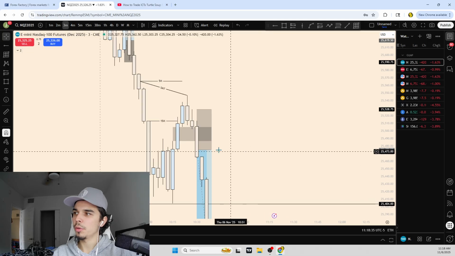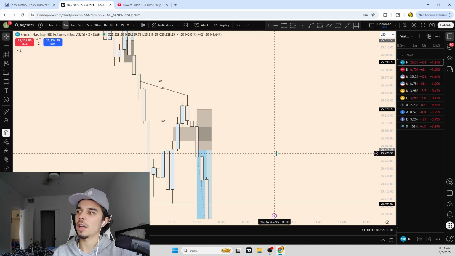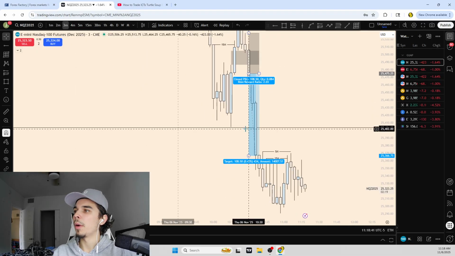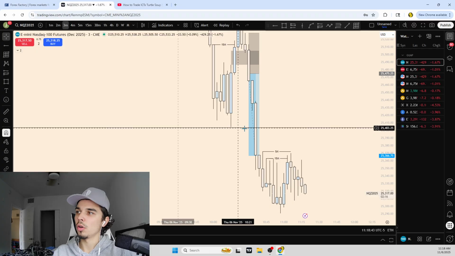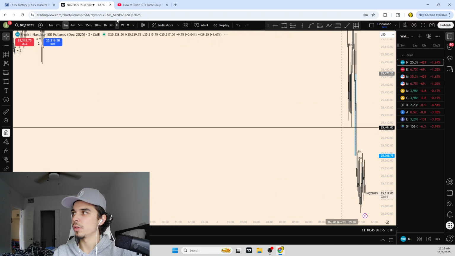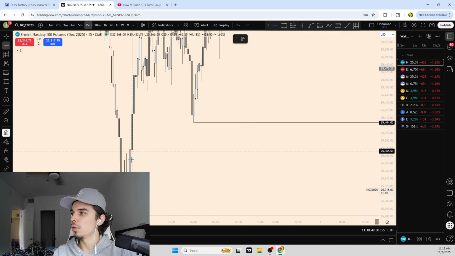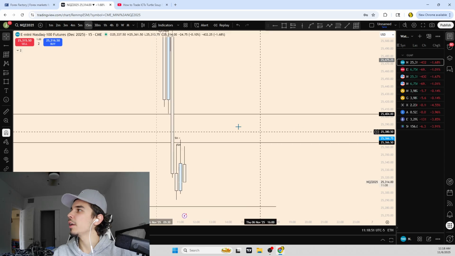I entered a little bit prematurely, probably with like 8 seconds left on the shot clock. I just had super strong conviction that we were going to go lower. And my break-even point was these internal lows right here, which was also relatively equal lows, basically equal lows. And then my take profit was this unfilled 15-minute gap right here.